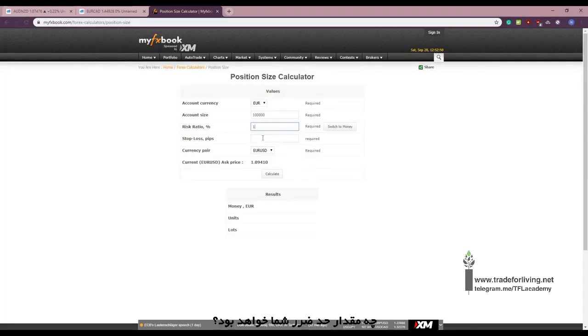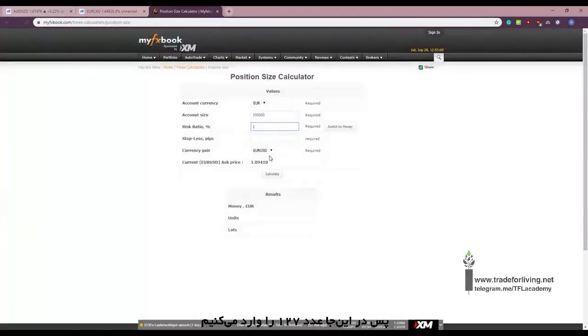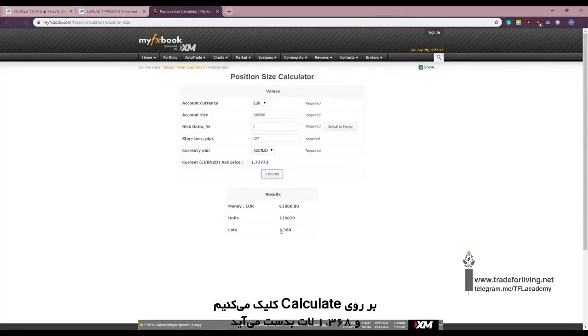Now, how many pips is your stop loss and which currency pair are you trading? In our particular situation, we were here on AUD NZD, and on AUD NZD we are risking 127 pips, and we want these 127 pips to be 1% of our account. So let's put 127 pips, and let's select AUD NZD. We calculate, and you get 1.36 lots.